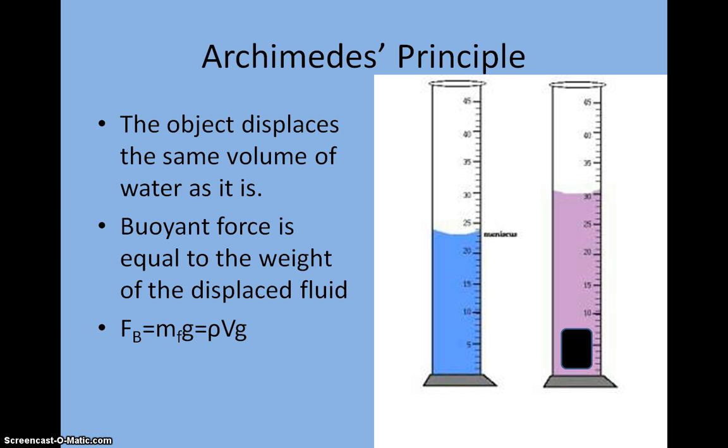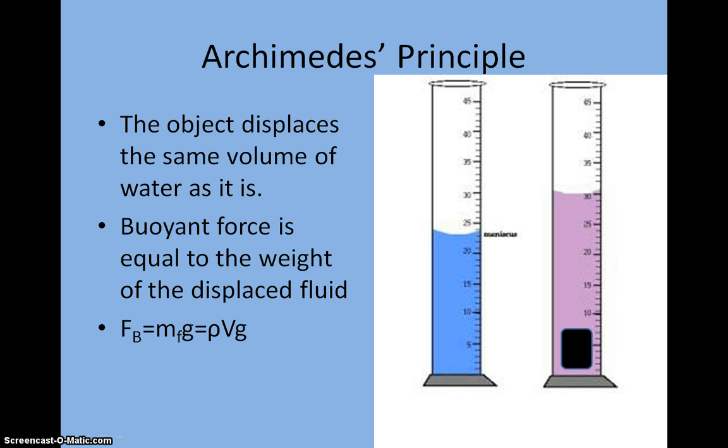However, it's important to note that the buoyant force that an object experiences really doesn't have anything to do with the object. It has to do with the fluid that it's in, or the density of the fluid that it's in. So buoyant force is truly defined as being equal to the weight of the displaced fluid. So if we were to calculate it, we would take the mass of the fluid displaced and multiply it by gravity.